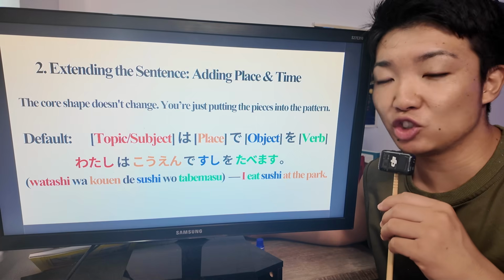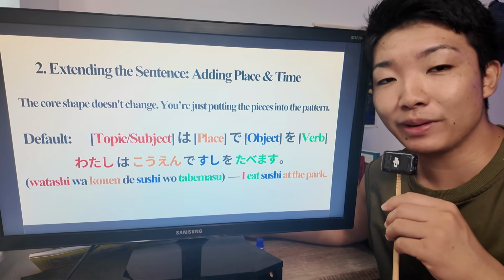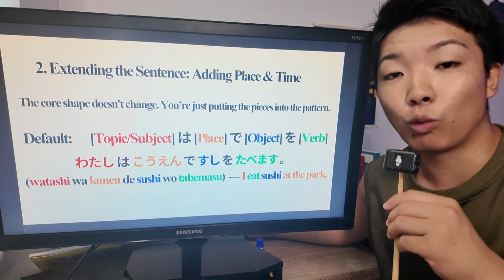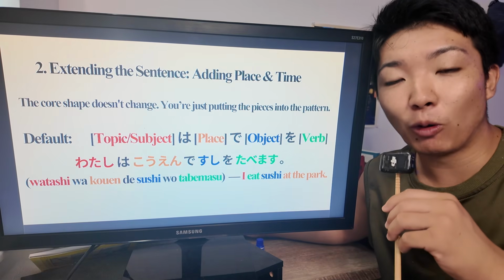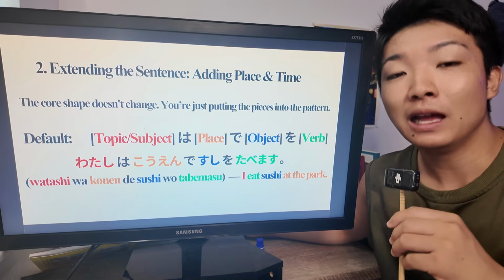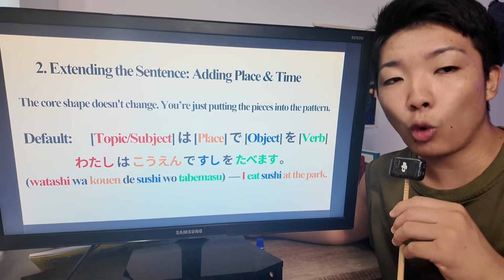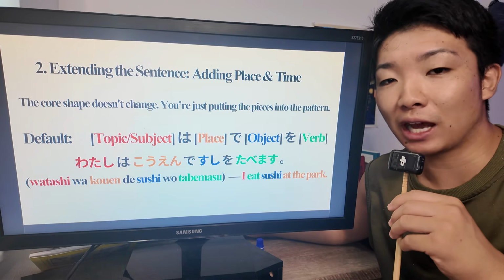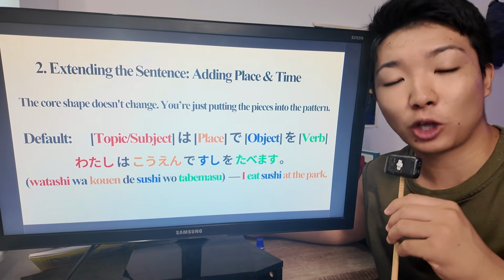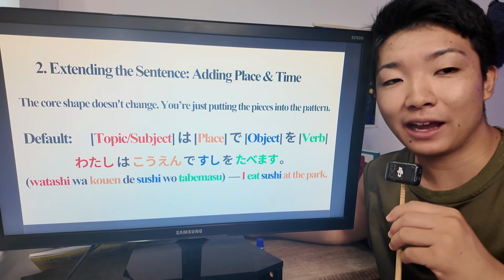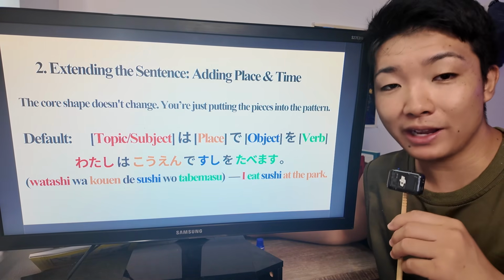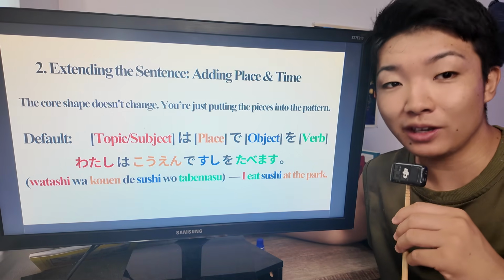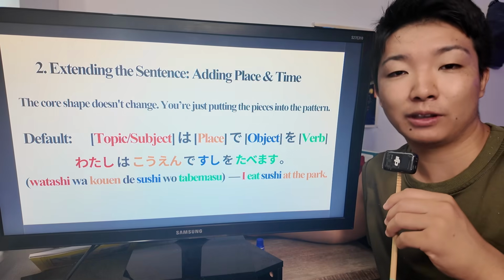So the core shape doesn't change. You adjust by putting the pieces into the pattern. So for example, topic subject は place で object を verb. 私は公園で寿司を食べます, I eat sushi at the park. 私, topic which is the subject, I. 公園, which is a place, at the park. 寿司, which is the object, sushi. And 食べます, verb, it means to eat.